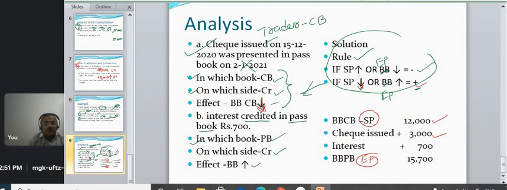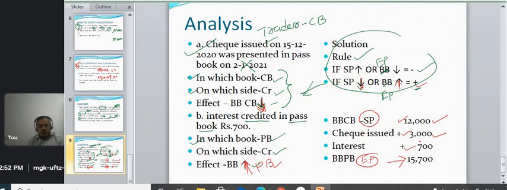Then let's go for the second one, interest. Interest was entered in which book? Passbook. On which side? Credit side. What is the effect? Bank balance increases. In which book? Passbook. Passbook is the starting point or the end point? It's the end point. In the end point, the bank balance increases. So if the end point increases, then you have to add the reason. So add the interest, 700. 12,000 plus 3,000 plus 700 gives you the bank balance as per passbook, 15,700.